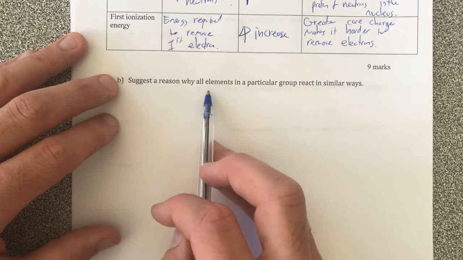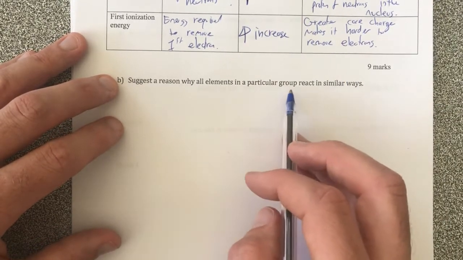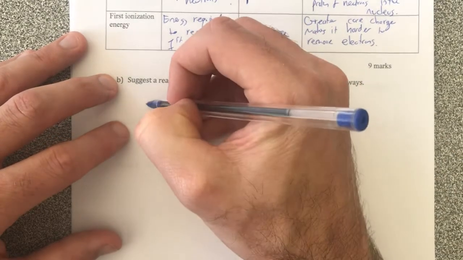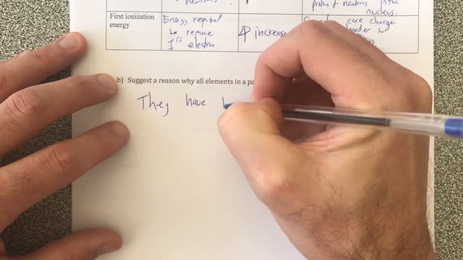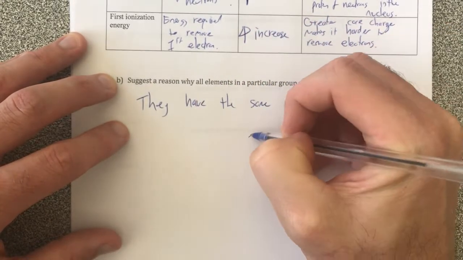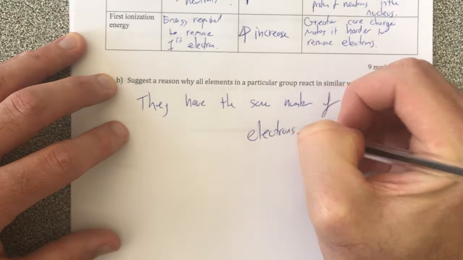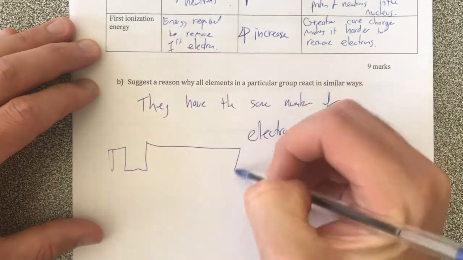Suggest a reason why all elements in a particular group react in similar ways. They have the same number of electrons, is why. So anything in the same group has the same number of outer electrons, and therefore it reacts in a similar way to each other.